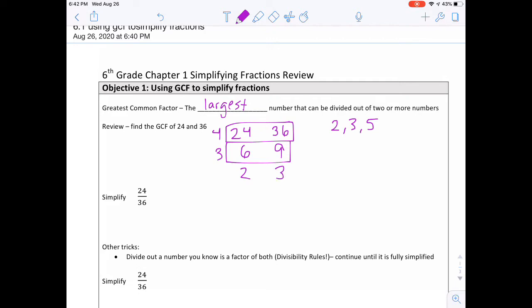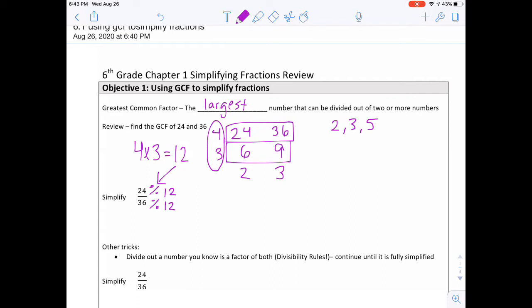Then you look, is there a number you can divide out of 2 and 3 evenly? The answer is no, so you're done. So to find the GCF, you take these outside numbers and you multiply them. So the GCF of 24 and 36 is 12. You use that number by dividing out that GCF. Once you divide that out, you're going to be fully simplified.